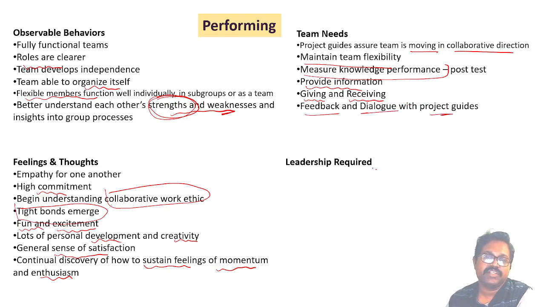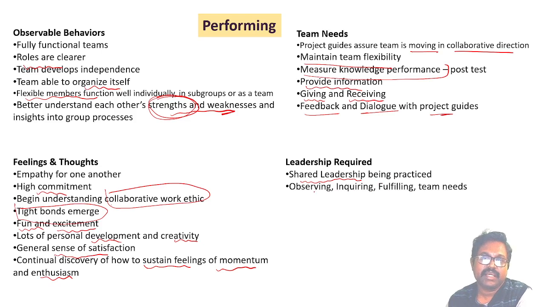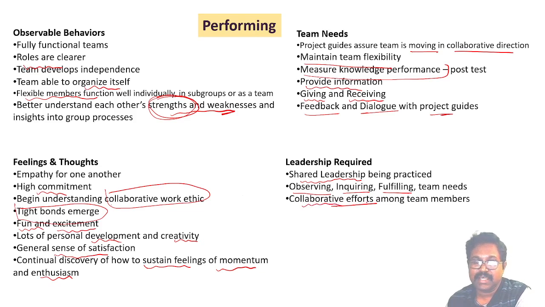And what will be the leadership requirement here? There should again be an improved version of shared leadership practiced, and there should be observing behavior. Each member should have an inquiring and enthusiastic behavior in terms of what the team actually needs from them, and there should be collaborative efforts among the team members. So team members should be actively involved as individuals, and their small contributions will do a lot of things as a group.